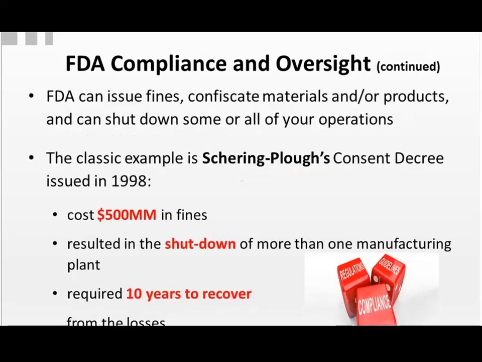The classic example is the Schering-Plough Consent Decree that was issued by FDA in 1998. It cost them $500 million in fines. It resulted in them having to shut down more than one of their manufacturing plants, parts of some plants. And it took them about 10 years to recover from those losses. So it really can be quite devastating for a company.